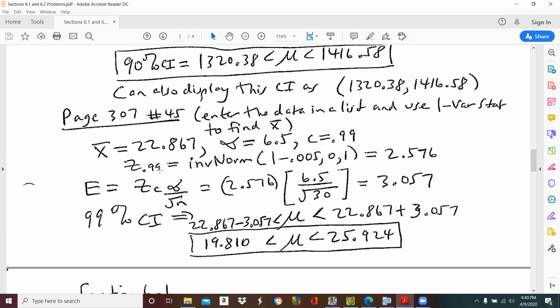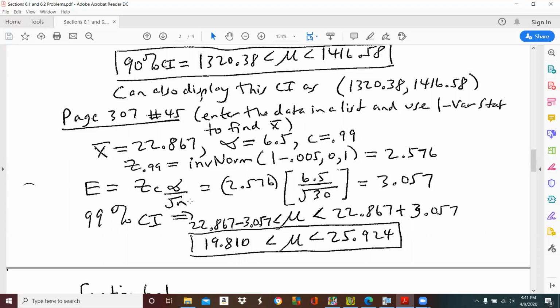Now, if the middle of the normal curve is 99%, that means 1% is left. A half of 1% is on the left, a half of 1% is on the right. So the critical value, the area to the left of it is going to be 1 minus 0.005. 0.005 is 0.5%. We get 2.576 is our critical value, rounded.